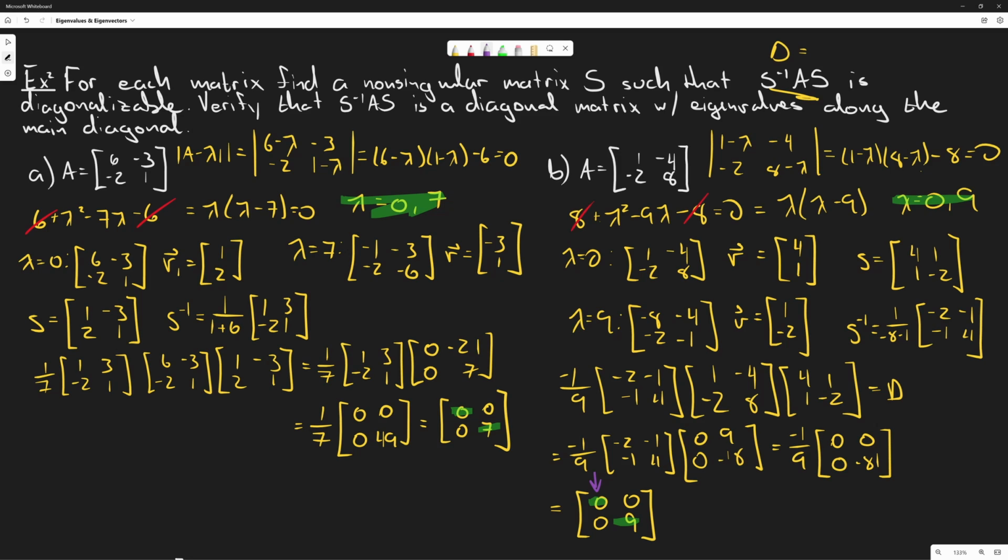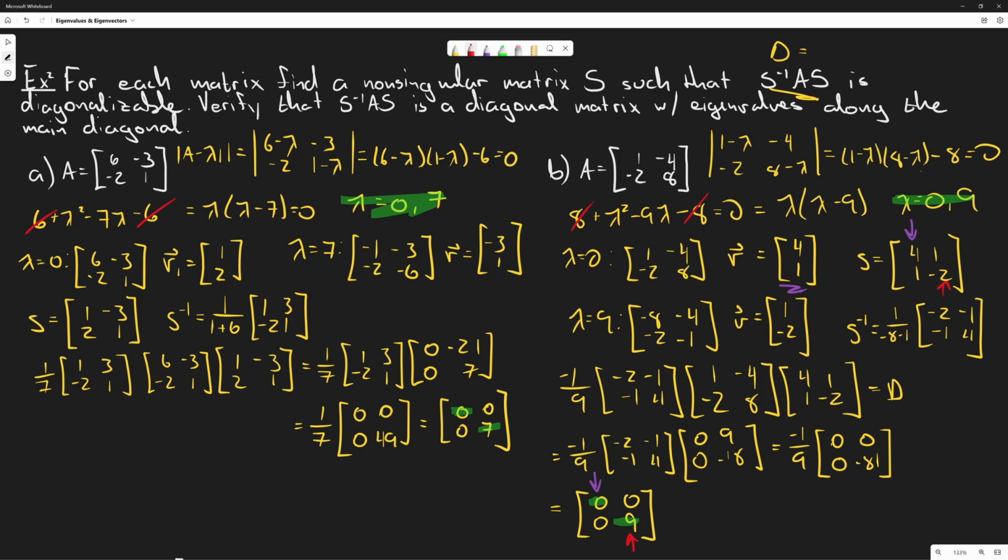So for the case when lambda is equal to 0, for part B, we found that our eigenvector is 4, 1. And you know, the first column of the invertible matrix is 4, 1. Same thing goes with 9. For 9, we found that to be 1, negative 2, and that is in the second column. And then in the diagonal, it's in the second column.